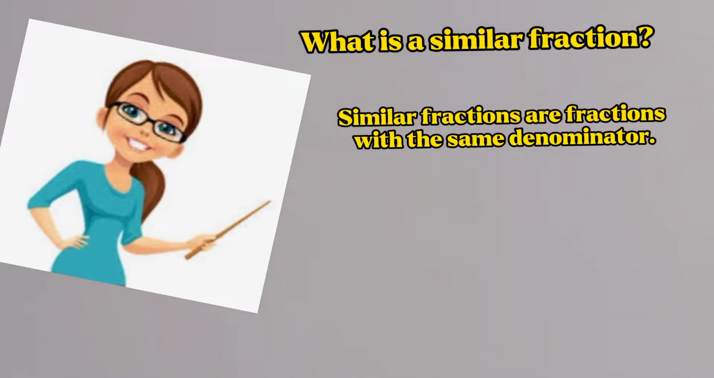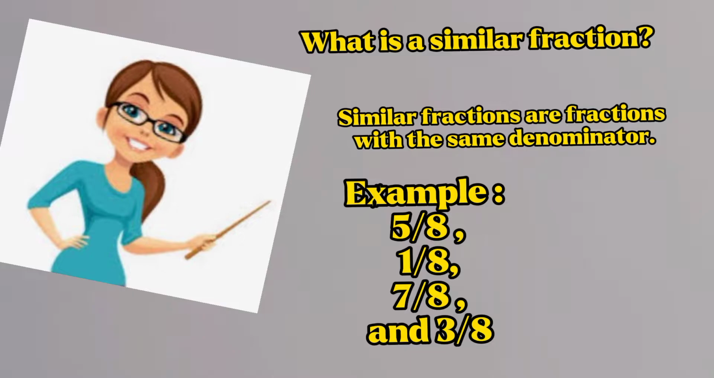Another term that you need to understand is what is a similar fraction. Similar fractions are fractions with the same denominator. For example, 5/8, 1/8, 7/8, and 3/8. These 4 fractions have a denominator of 8. Therefore, these fractions are called similar fractions because they all have the same denominator of 8.